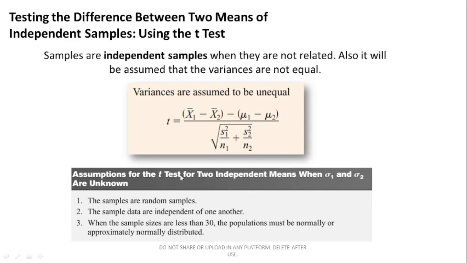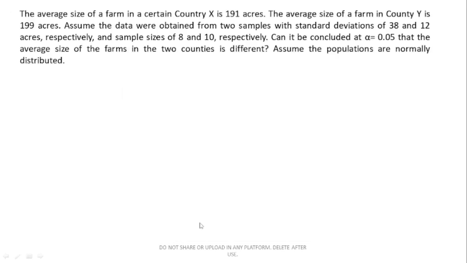So, assumption for t-test for two independent means when the sample standard deviations are used is when the population standard deviations are unknown. Pero ang given sa atin ay yung sample standard deviation. Okay, so we have an example here.